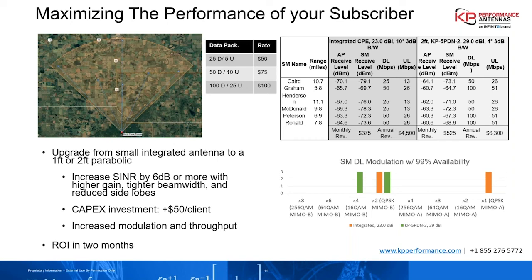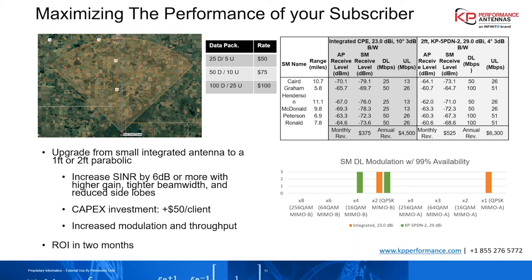So here we're showing what's going to happen if you upgrade from a small integrated antenna to a 1 foot or 2 foot parabolic. For the small integrated antenna, you're able to get some clients set up here, but they're all at fairly low modulation rates. They're the ones in the orange here in the bottom right. And you can see the MIMO rates are very low, and you're not able to charge these customers that much because you can't give them very high data speeds, maybe 25 down, 5 up. You really want to upgrade them to a higher data speed and get more return on investment.